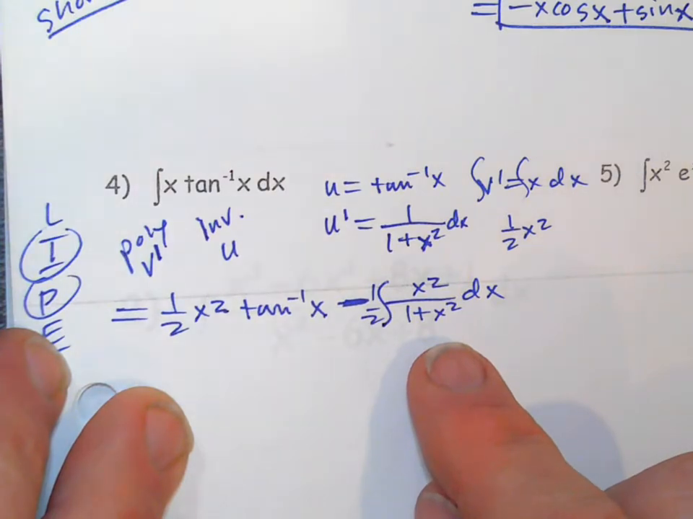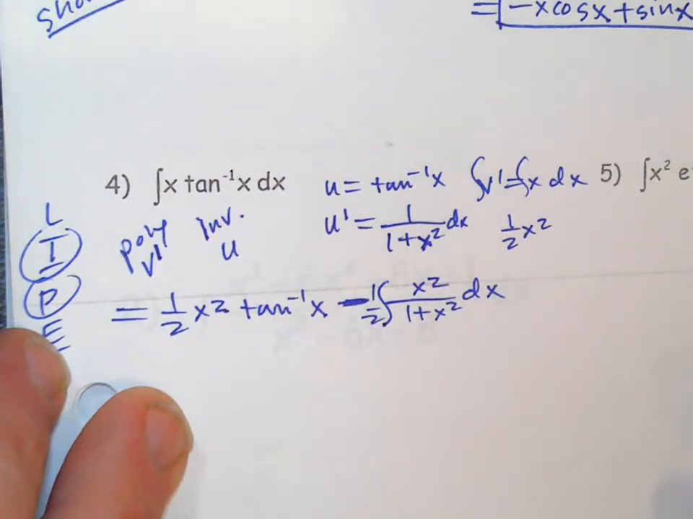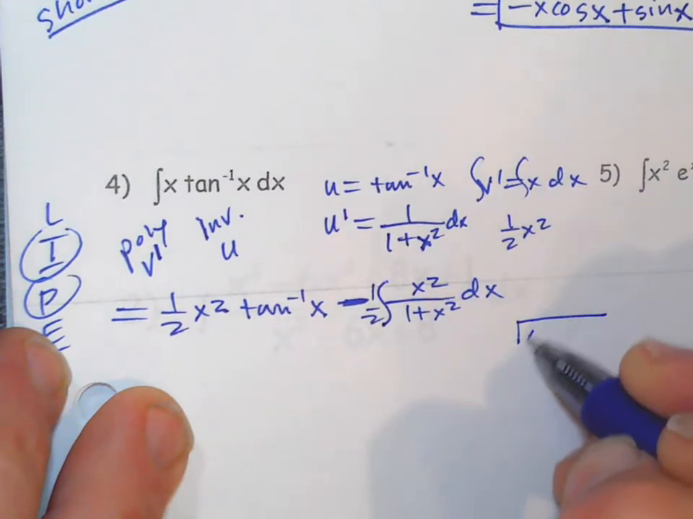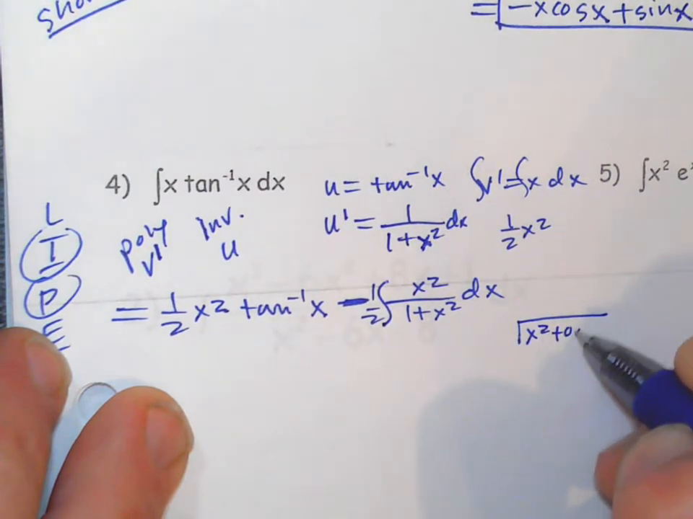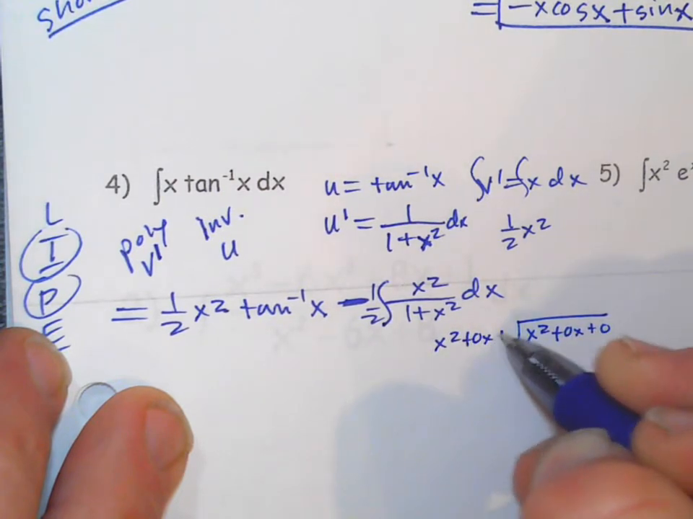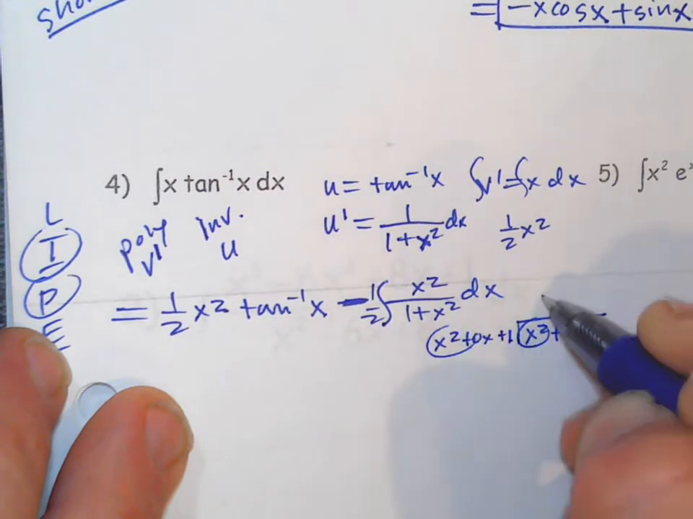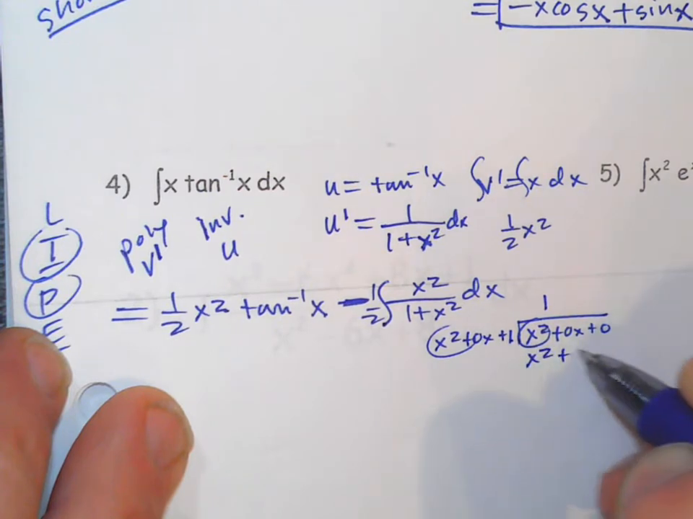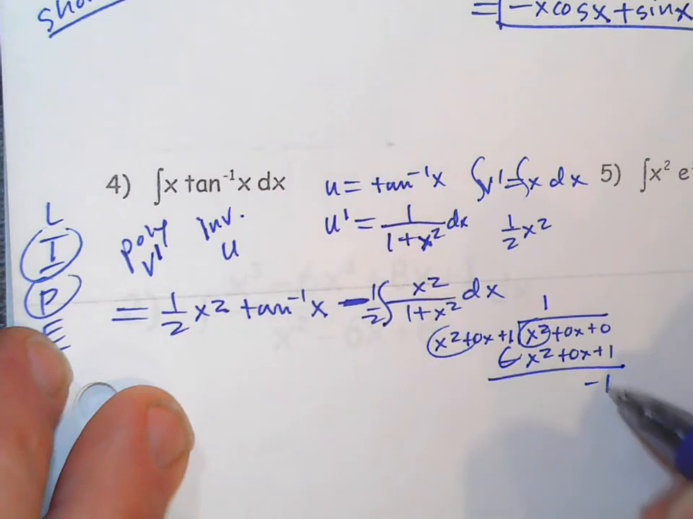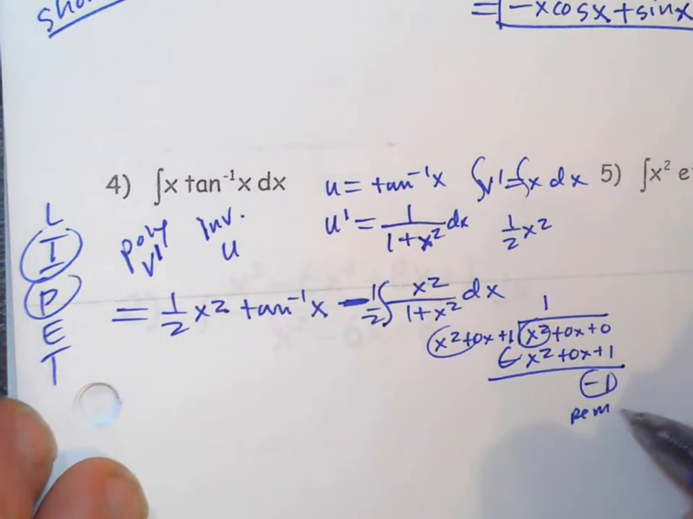U-substitution? No. Ooh, I can't do partial fractions because the degree of the top and bottom are the same. So I think we should try long division. x squared plus 0x plus 0, divided by x squared plus 0x plus 1. Divide, get a 1. 1 times x squared plus 0x plus 1. Subtract, get -1 for the remainder. So it worked.